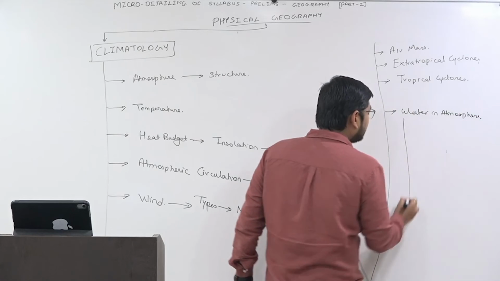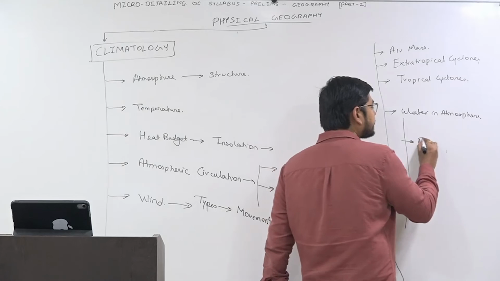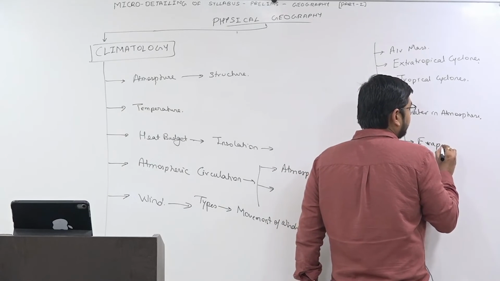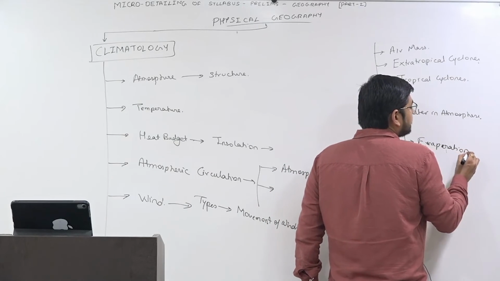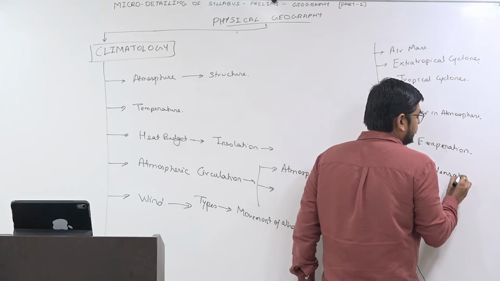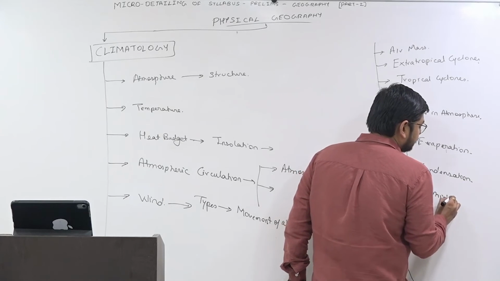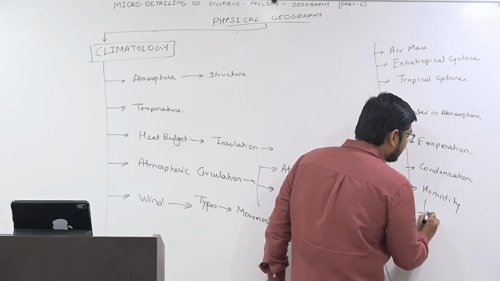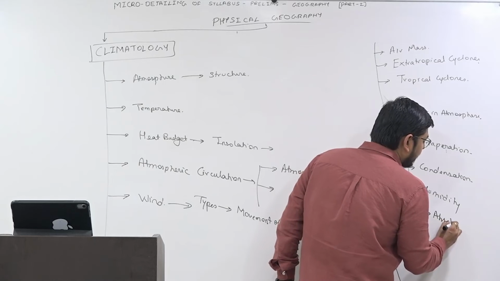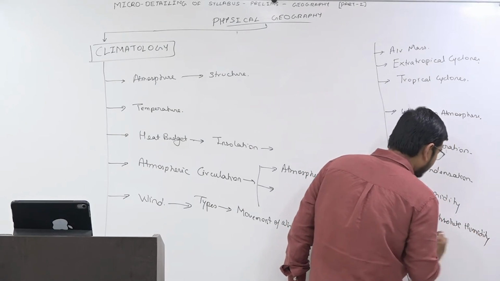Here we'll be looking at the different types of processes, for example evaporation. What is evaporation? What is condensation? What is humidity? What are the types of humidity? Absolute humidity, relative humidity.